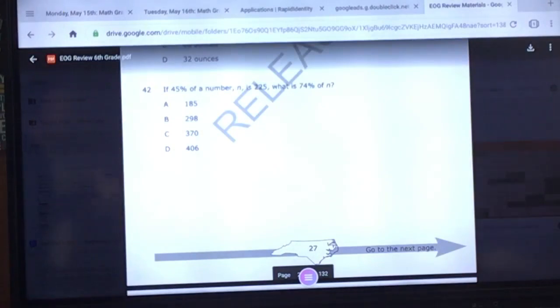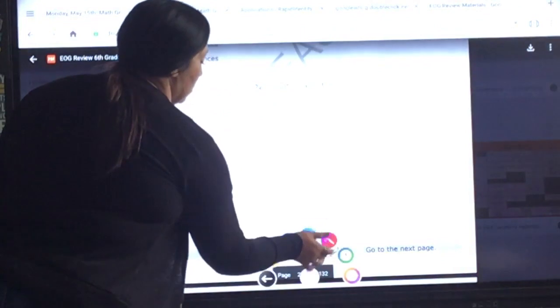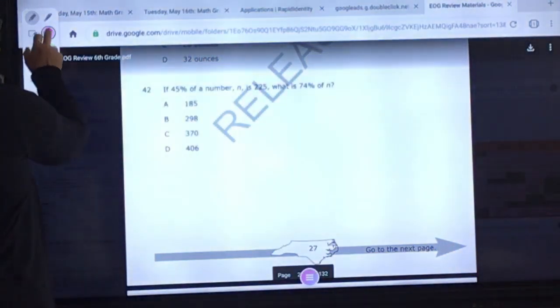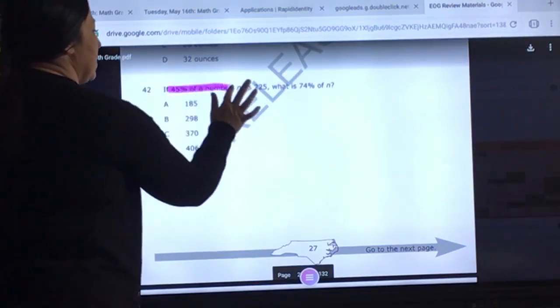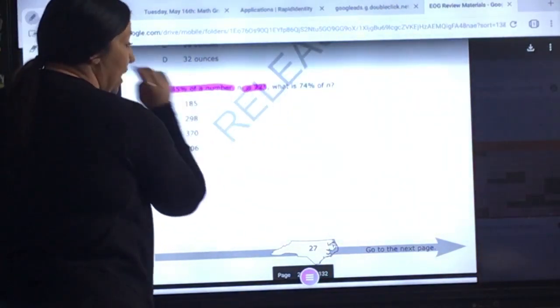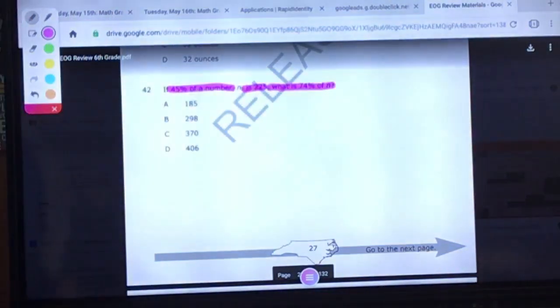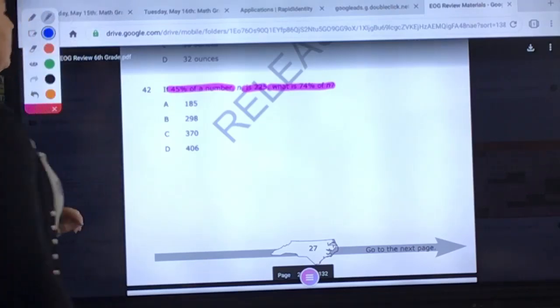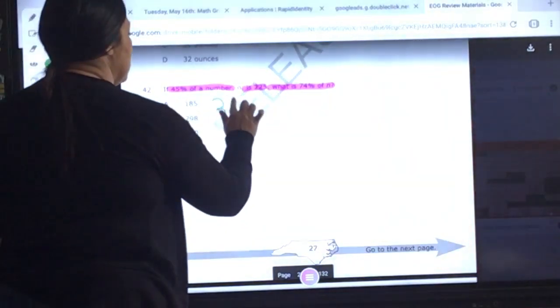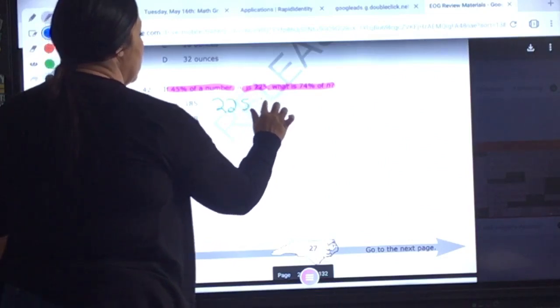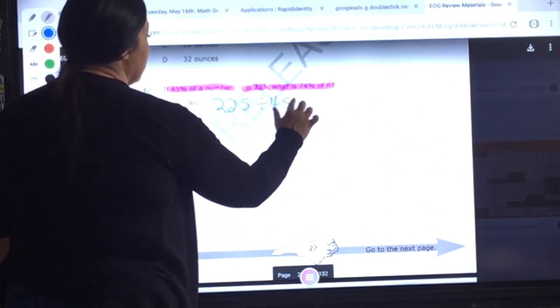Now, we are going to do number 42 together because it's one of those weird questions that don't follow all the rules. So if 45% of a number, n, is 225, what is 74% of n? Now, the way we are going to solve this problem is different than what we've done before. You are going to take 225 and you are going to divide it by 45%.